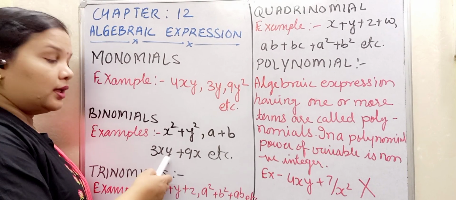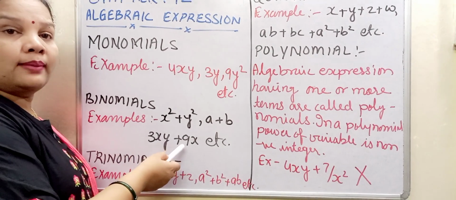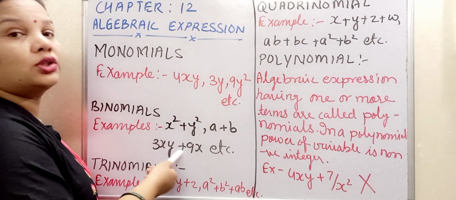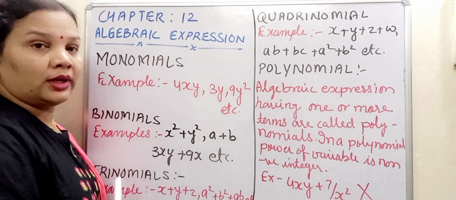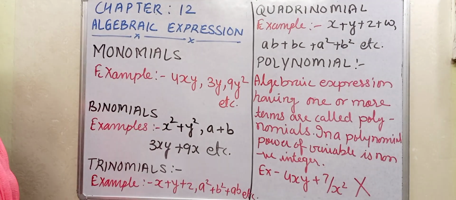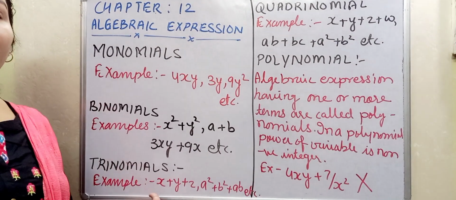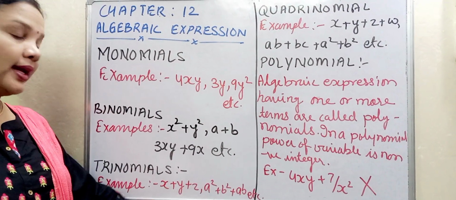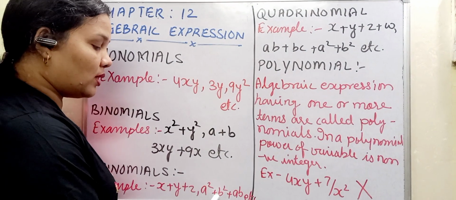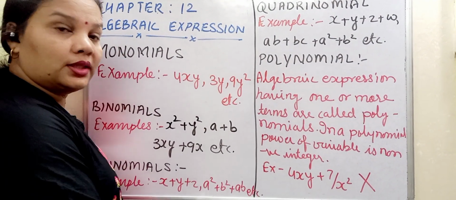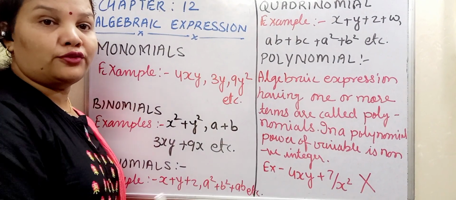Okay, so this example also gives you two terms, so that is a binomial. Now next is what? Trinomials. As the name suggests, here we have three terms: x, y and z. Similarly, a square, b square and ab. These are examples of trinomials.